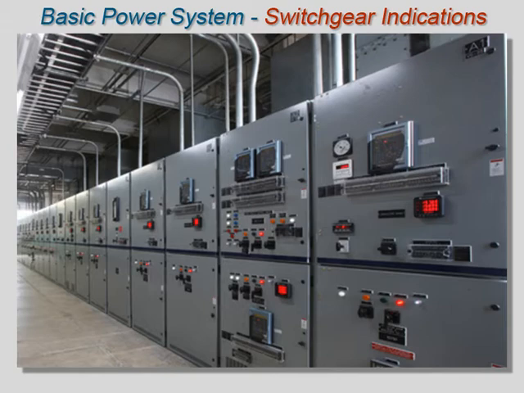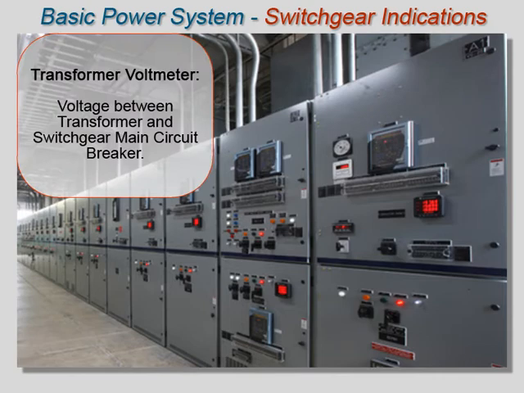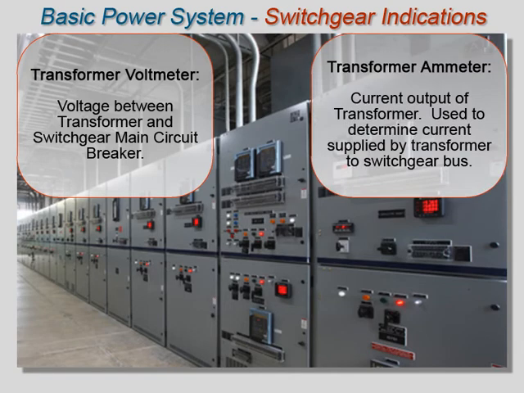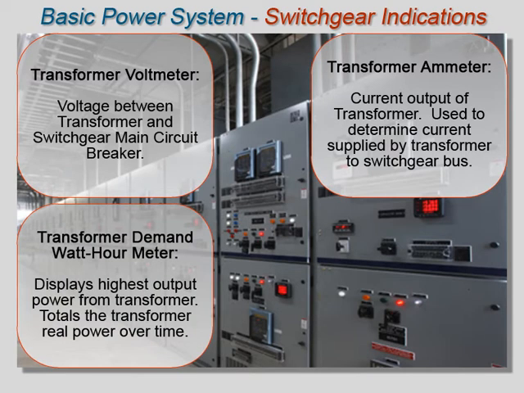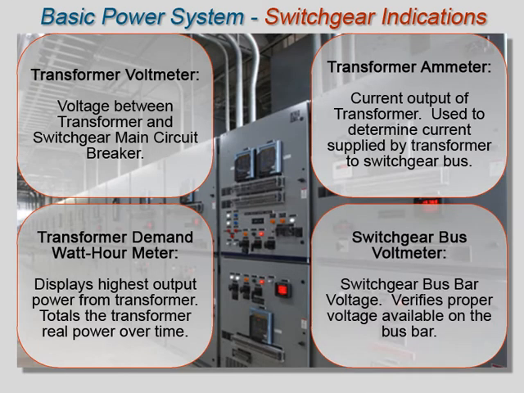The substation normally will have some or all of the following types of indications. A transformer voltmeter indicates the voltage on the line between the transformer and the switchgear main circuit breaker. A transformer ammeter indicates the current output of the transformer. The meter is used to determine the amount of current that is being supplied by the transformer to the switchgear bus. A transformer demand watt-hour meter displays the highest output power produced by the transformer to date and totals the real power supplied by the transformer over a period of time. And a switchgear bus voltmeter indicates the voltage on the switchgear bus bar. The meter is used to verify proper voltage available on the bus bar.